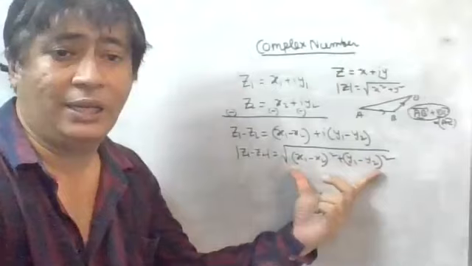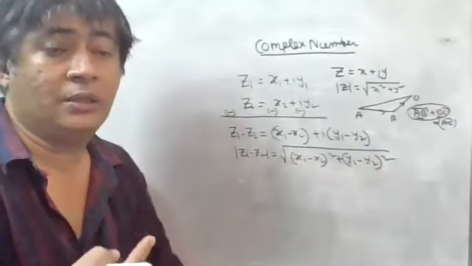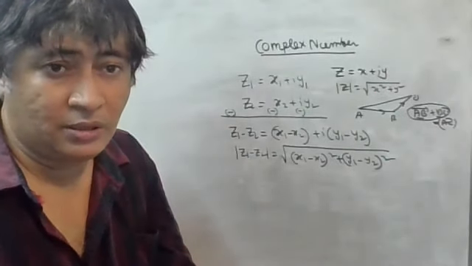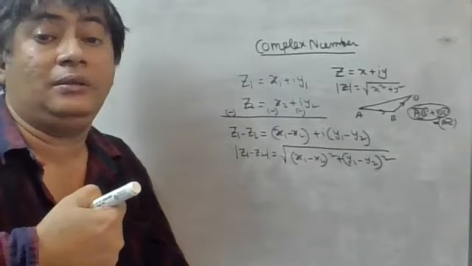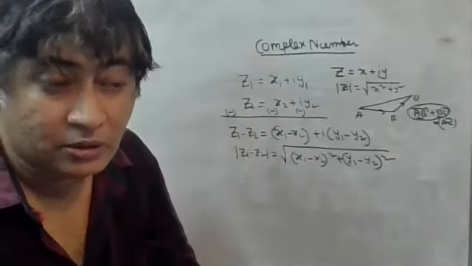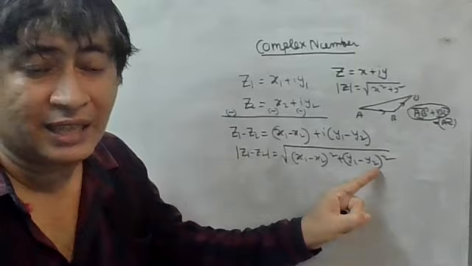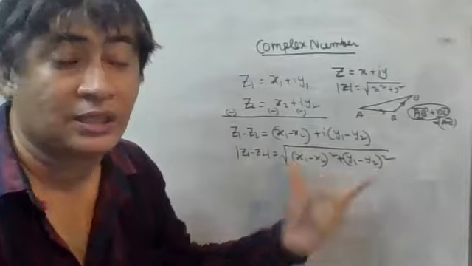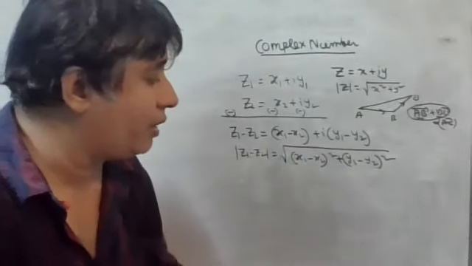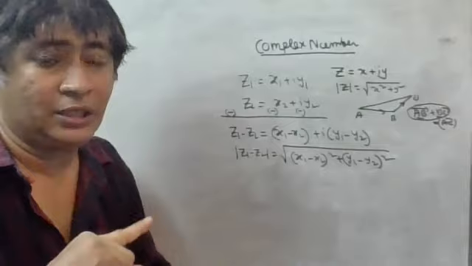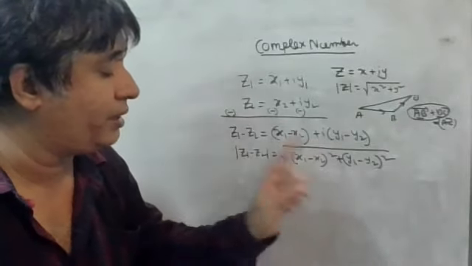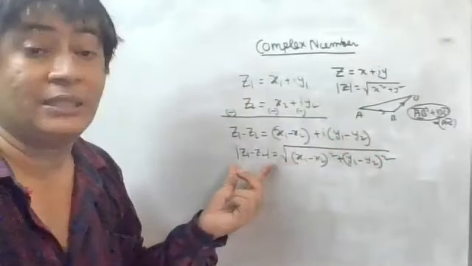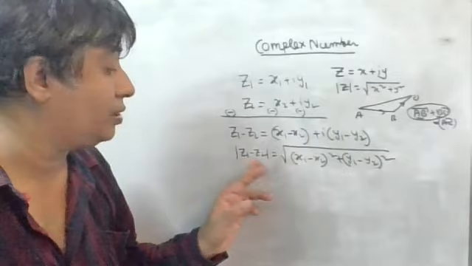Now once you get the result, that will reel you back in the past, in your junior class. This formula we were taught in class 9, distance between 2 points. Distance formula in coordinate geometry. Suppose 2 points are given, x1, y1 and x2, y2. Then the distance is root of x1 minus x2 whole square plus y1 minus y2 whole square. That is nothing but magnitude or modulus of z1 minus z2.